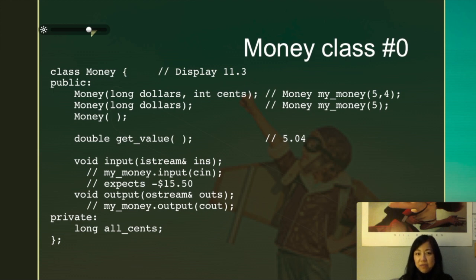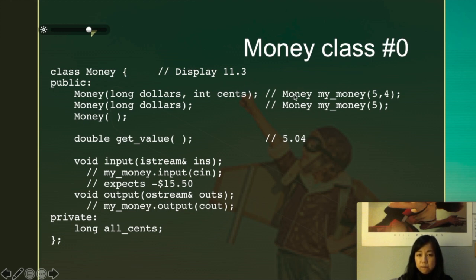Anyways, let's talk about this basic money class number 0. The first 3 functions, public functions, are constructors, like you might remember. The one without the parameters is the default constructor. And the first one expects 2 inputs. One is the amount of dollars as a long. Long is just a bigger integer that can hold a longer integer basically. And the cents is just how many cents there are in the money.